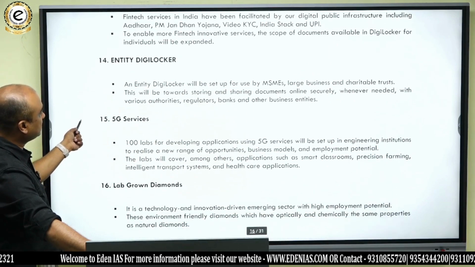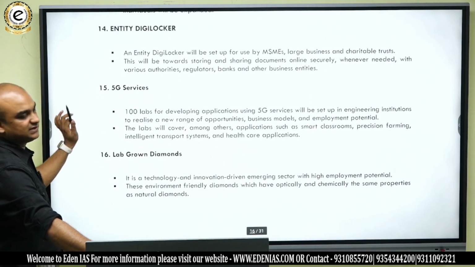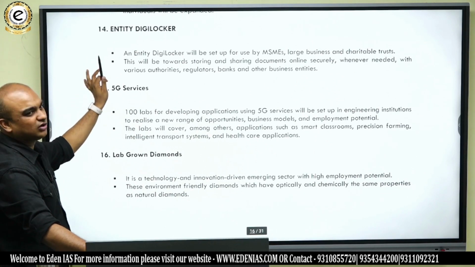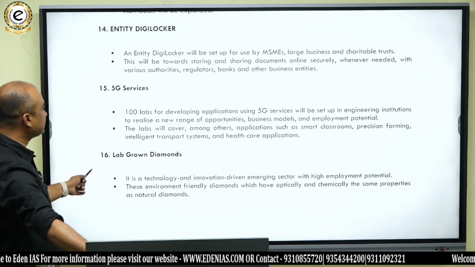Entity DigiLocker. An entity DigiLocker will be set up for the use by MSMEs. तो ये बस इतना ध्यान रखना, entity DigiLocker which has been proposed is for MSMEs. ये याद रखना बस.